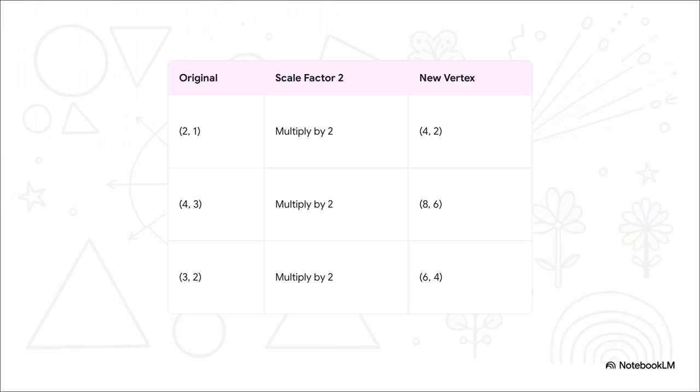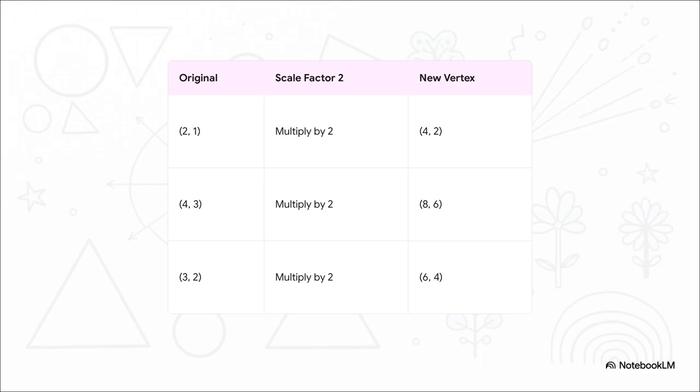So for that first point, we start at the coordinate (2, 1). Multiply both those numbers by 2, and boom, our new vertex lands right at (4, 2). The next point sits up at (4, 3). Multiply by 2, and we jump to (8, 6). And finally, (3, 2) becomes (6, 4).